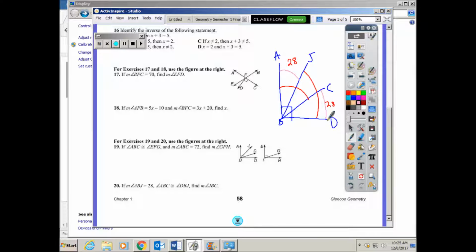And this whole thing equals 90. So you can say 90 minus this 28 and minus this 28 would end up giving you 33. Okay? So this must be congruent to this. They share that over.